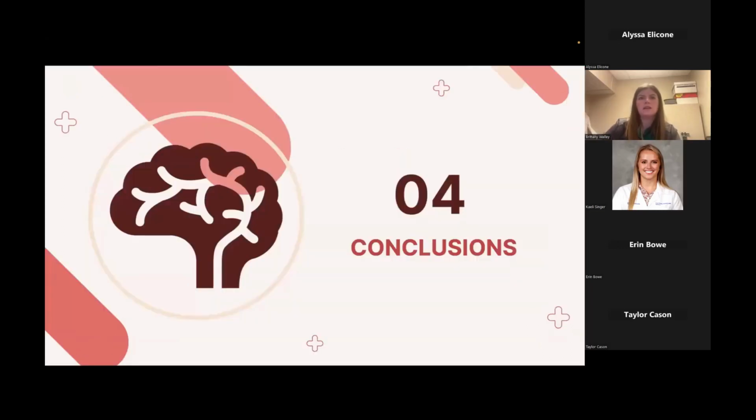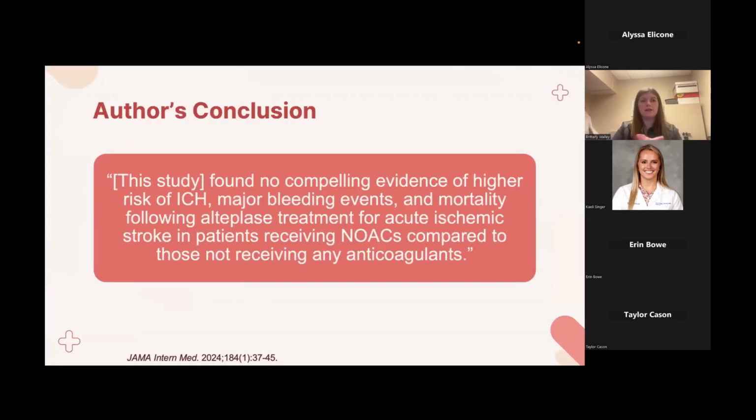So taking these findings of the cohort study and the meta-analysis into consideration, what did the investigators ultimately conclude? They concluded that this study found no compelling evidence of higher risk of intracranial hemorrhage, major bleeding events, and mortality following Alteplase treatment for acute ischemic stroke in patients receiving NOACs compared to those having not received any anticoagulants.